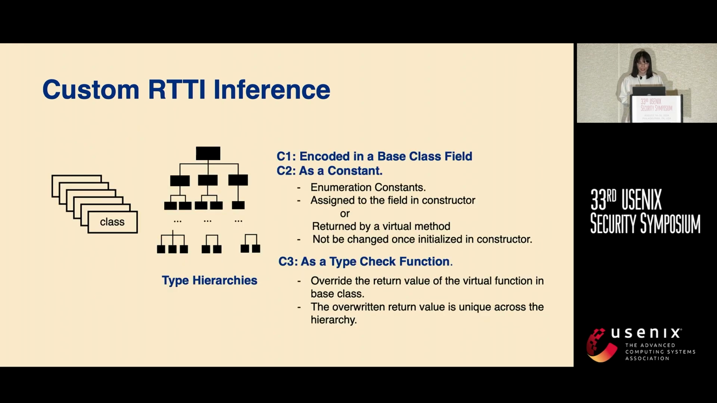Given those three categories, we can perform the custom RTTI inference along with the type hierarchy. For the first two categories, we first collect all the enumeration constants and check if they are assigned to the field in the constructor or returned by a virtual method. Also, if they are passed in by a constructor, they cannot be changed once initialized. For the third category, the type check function, we check the derived classes and see if they override the return value of the virtual function defined in the base class, and also that the overridden return value is unique across the hierarchy.